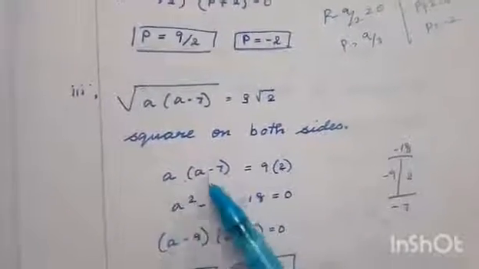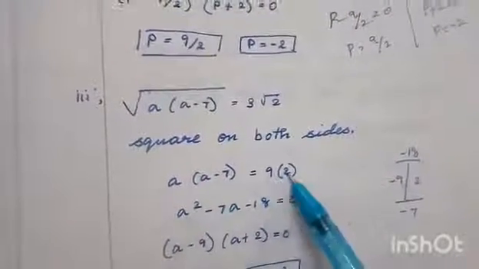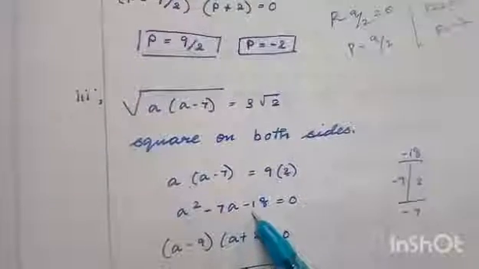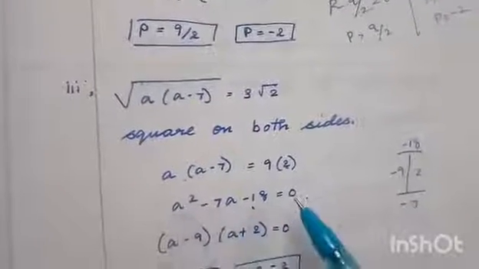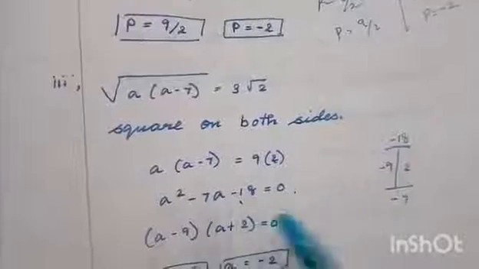So now a square minus 7a. 9 2s are 18, bring this side. So that is minus 18 equal to 0. Now it is in quadratic form. Now you have to use the factor method.